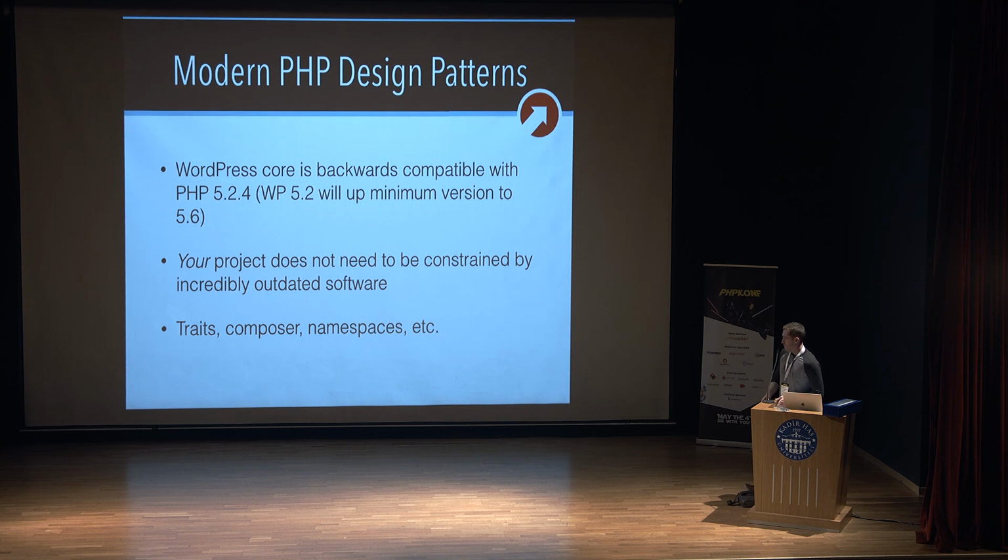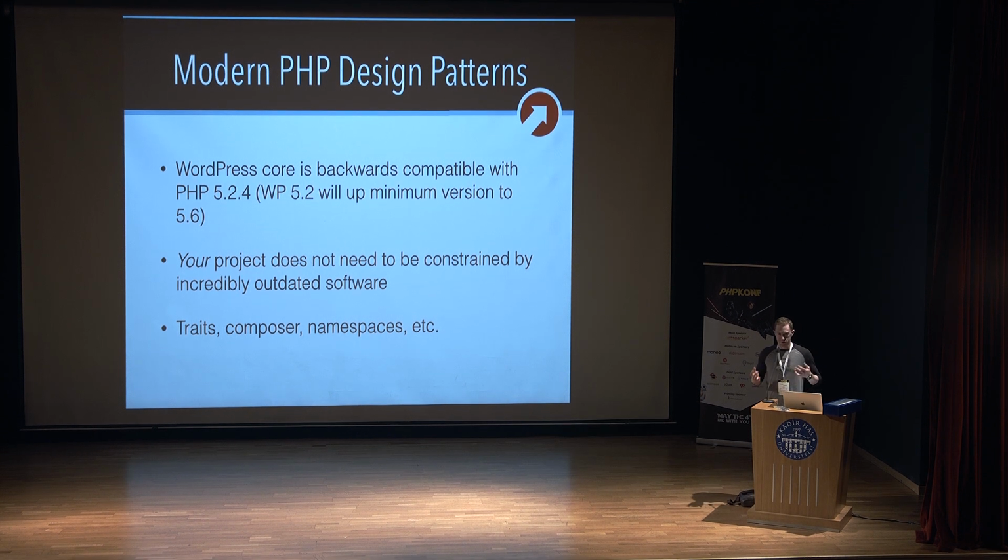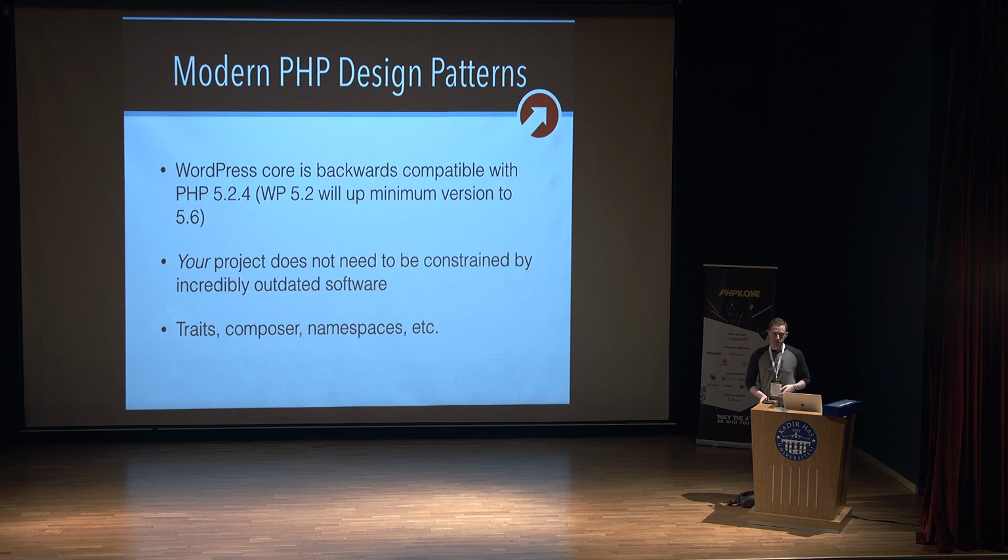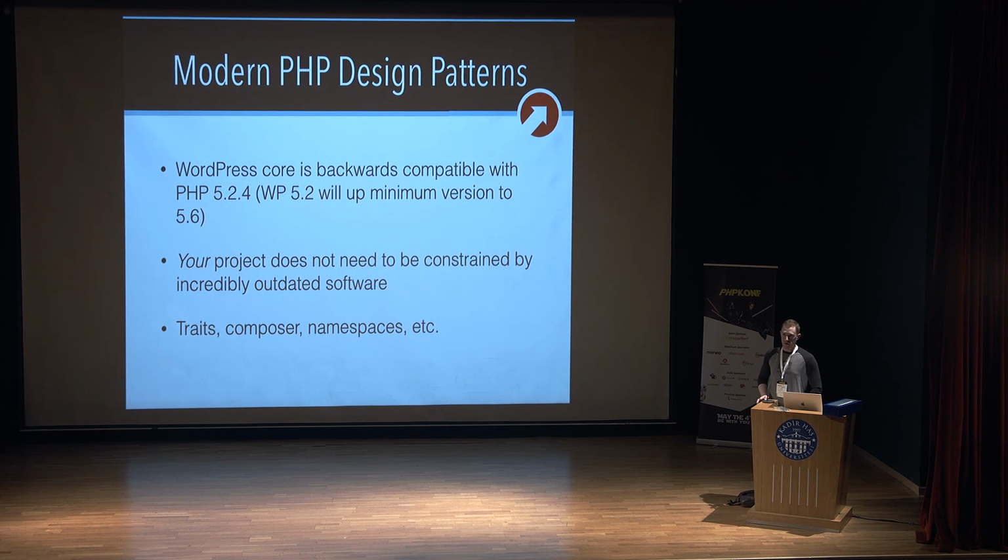WordPress, as you know, especially at a PHP conference, is built using a lot of old technologies. It's a super legacy platform. WordPress is deeply devoted to backwards compatibility. As such, it currently is compatible with PHP 5.2.4, which went end of life many, many years ago. Funny enough, WordPress 5.2 is going to up the minimum PHP version to 5.6, which I think is also end of life or about to be end of life.